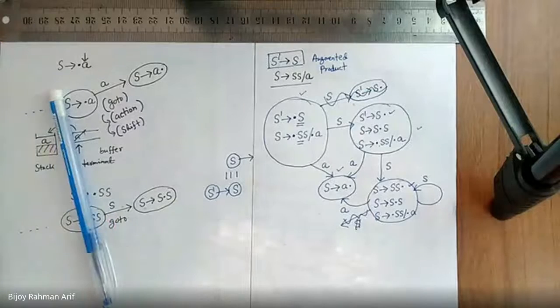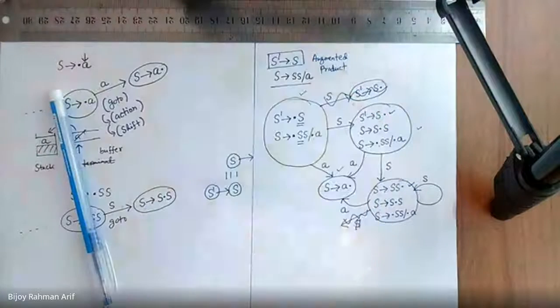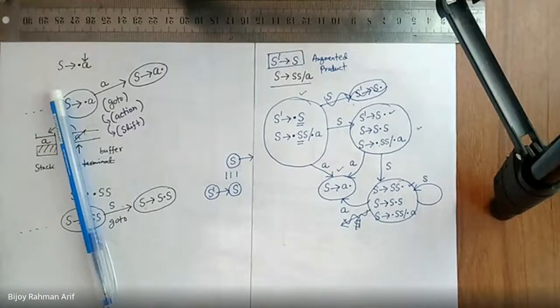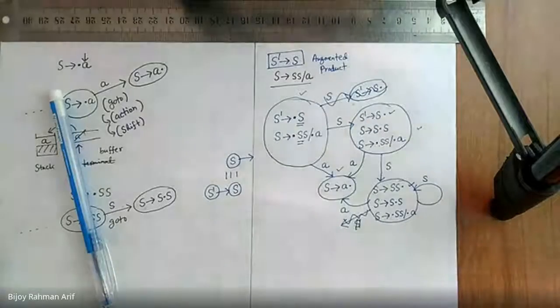Did you get it? So this is the state transition diagram for the LR0 parser for this grammar. Is there any question you can ask? Any question? Did you understand the process? So let's give you another example.